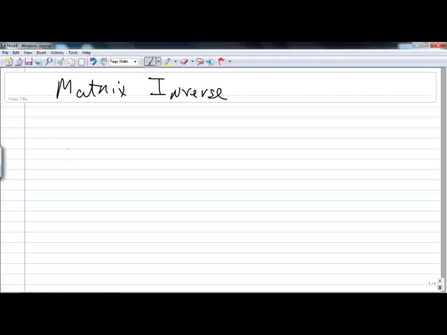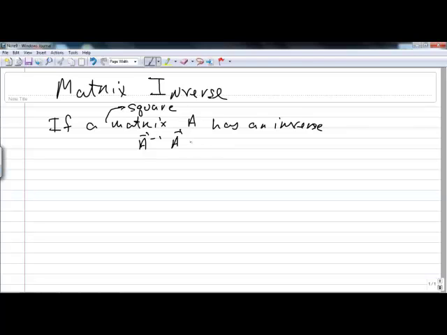So if we know that a matrix A has an inverse, then the following is true. This will be for a square matrix. So for a square matrix A, its inverse on the left is the same as its inverse on the right.